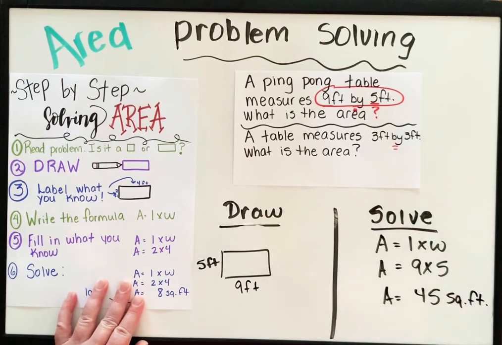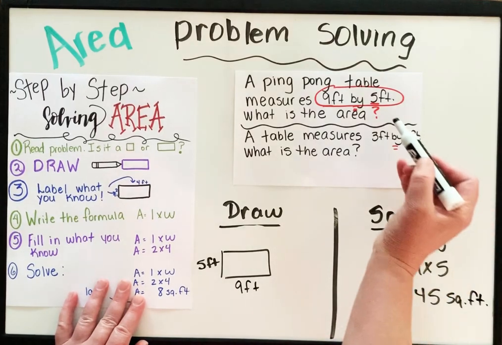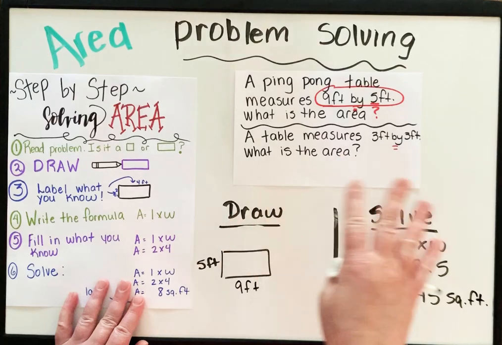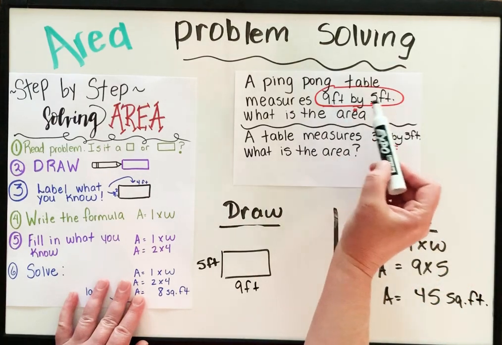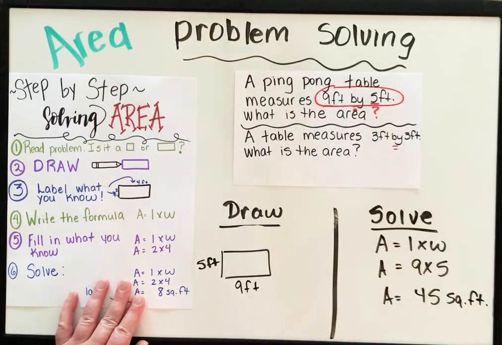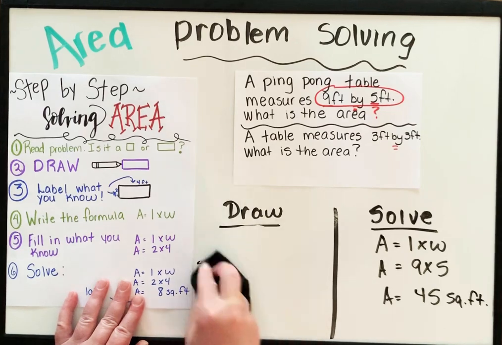And it's square feet. Everything's in feet today. So that was an example of using those dimensions without the words length and width, but determining that this was a rectangle because my numbers are different. Now let's look at the second problem.